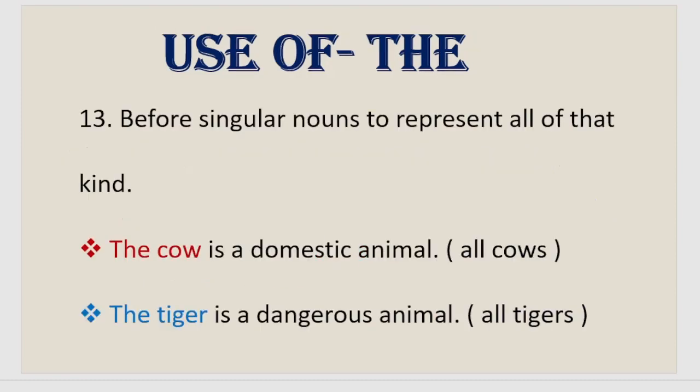We use the before singular nouns to represent all of that kind. For example, the cow is a domestic animal. The cow, that means it represents all cows. The cow is singular, but it represents all cows. Similarly, the tiger is a dangerous animal. The tiger, that represents all tigers.